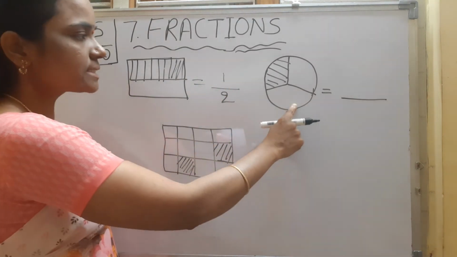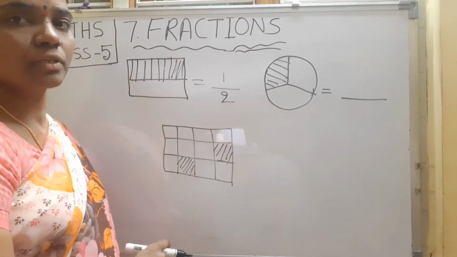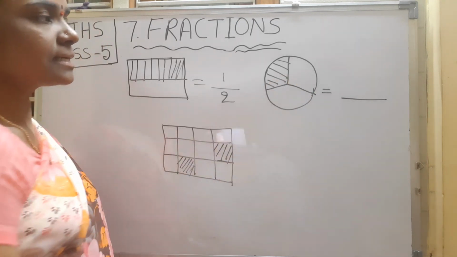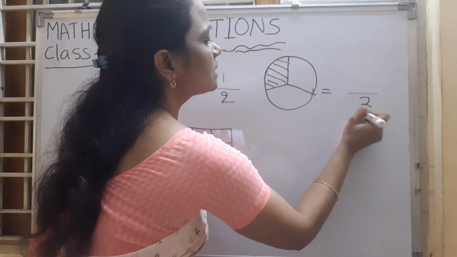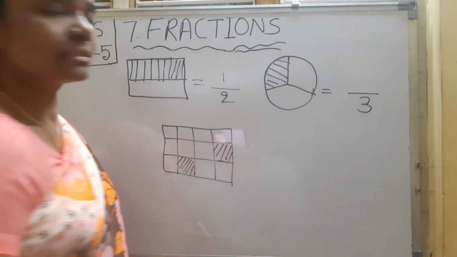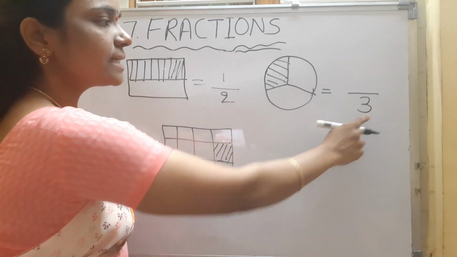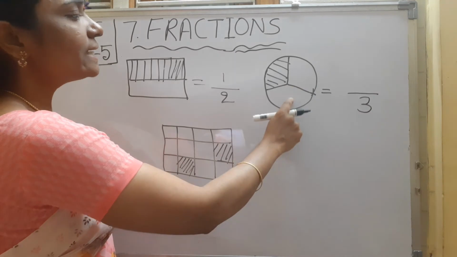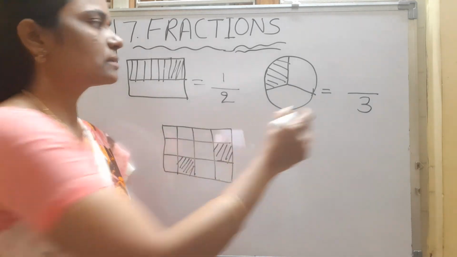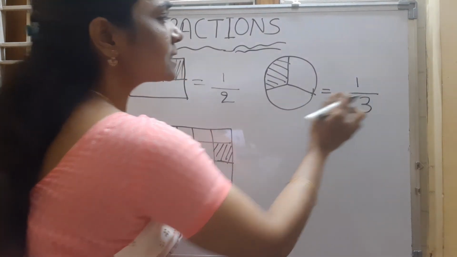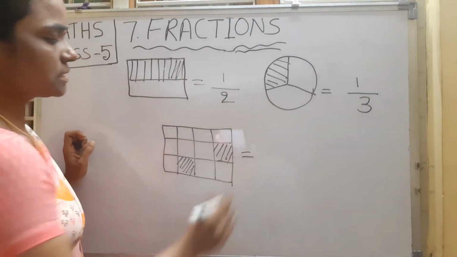Next, coming to the next shape, what is the fraction for the given shape? Here, how many equal parts are there? There are 3 equal parts. Total parts we have to write down. This is nothing but the denominator. Out of 3 equal parts, how many parts are colored? Only one part. What is the fraction for it? 1 by 3.